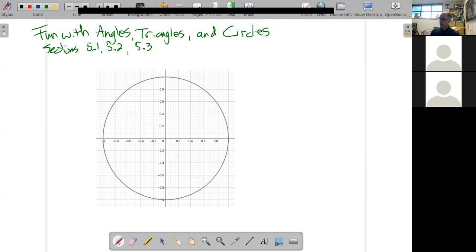And that angle measure is called a radian. Oh, my screen is being very bizarro. All right, I think that's better. And so I just want to talk about radians again.